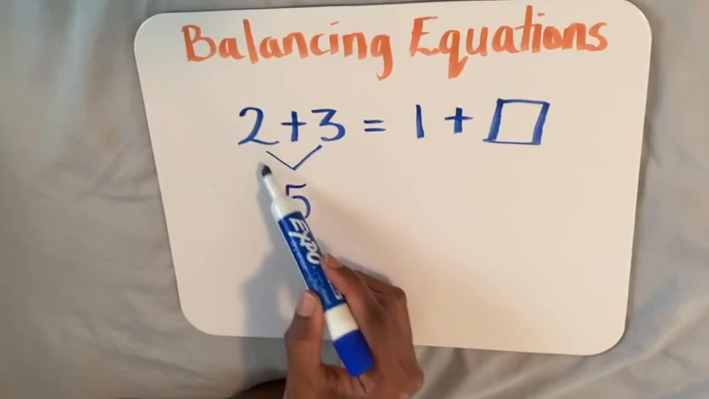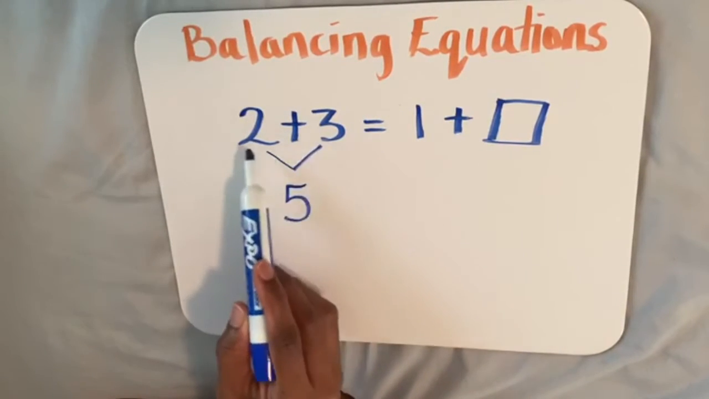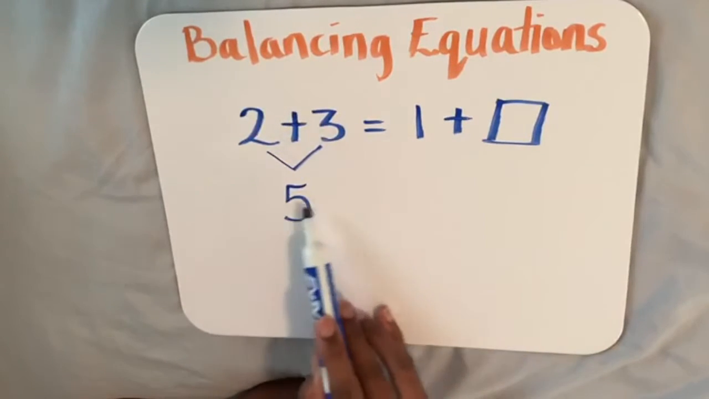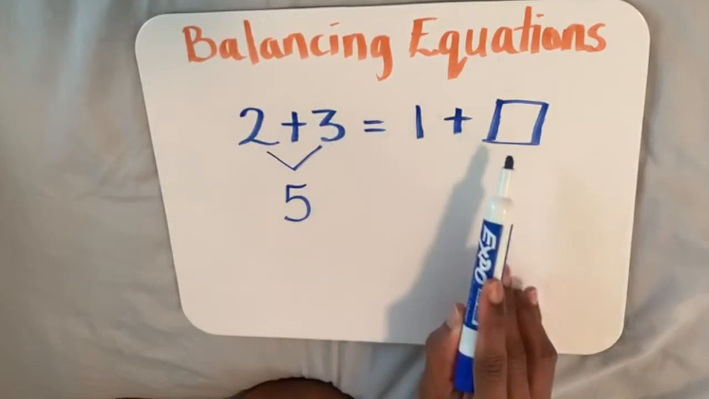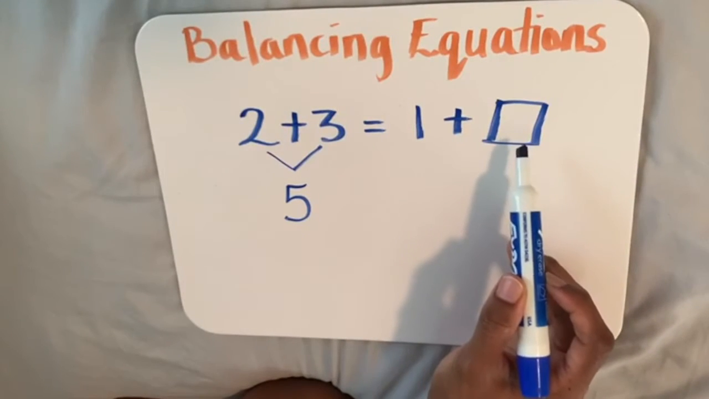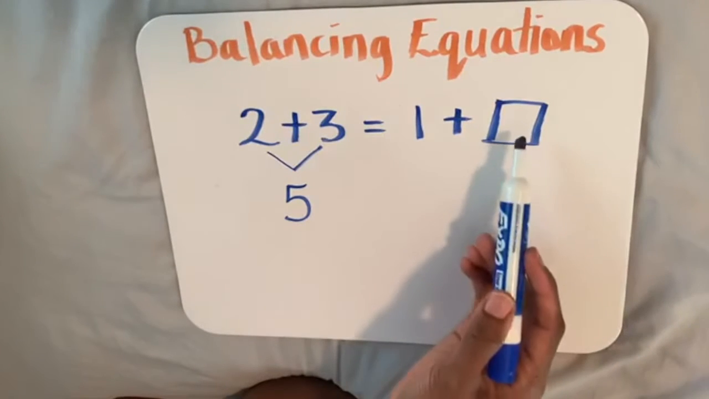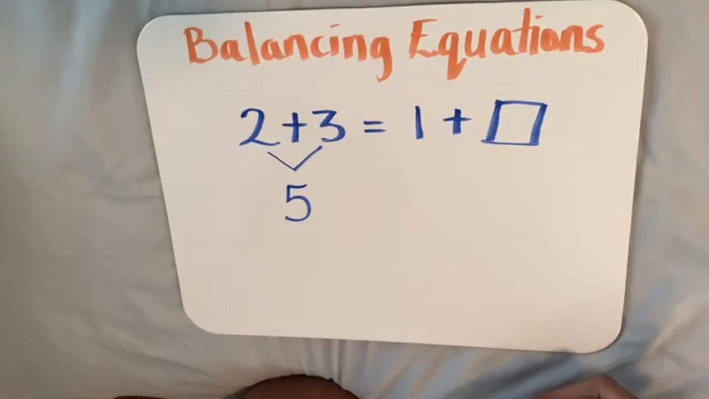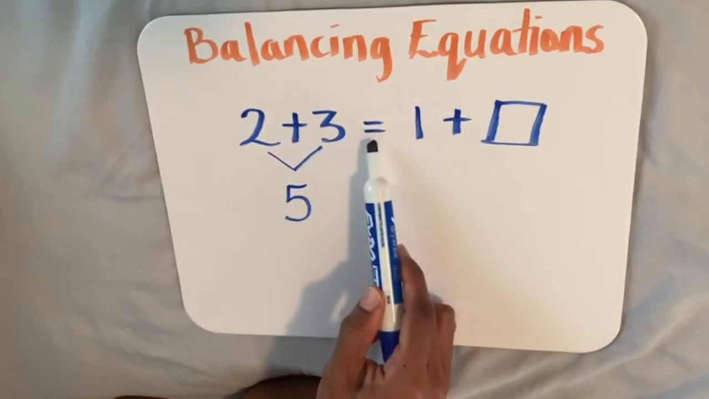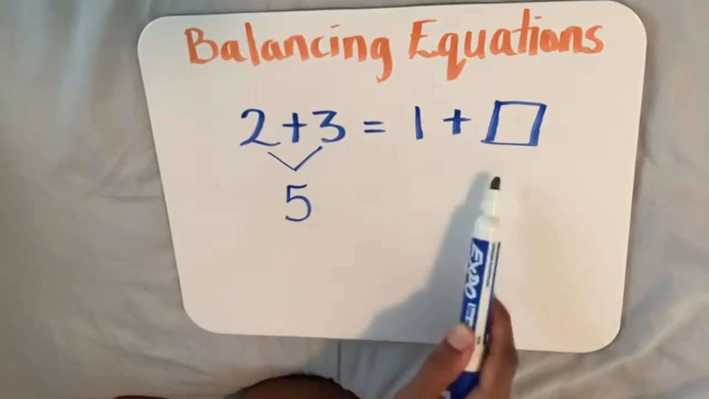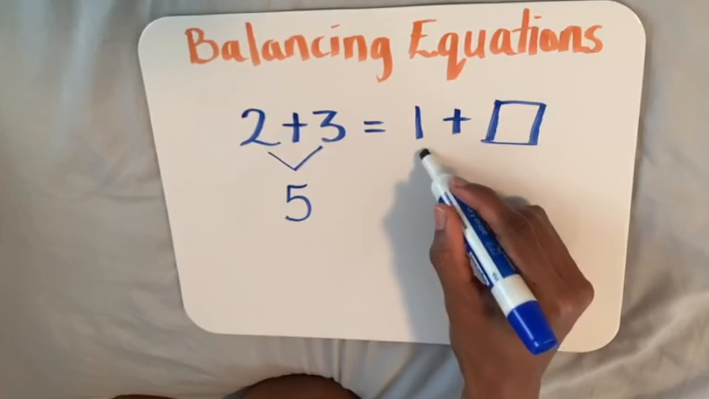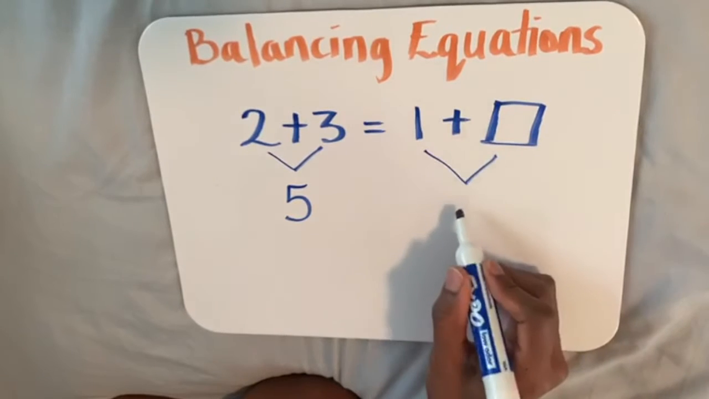Notice how I draw my arrow to show that I combined the 2 and the 3 to make 5. So that is this part of the equal sign. Now I'm going to go over to the other side. This says 1 plus blank. Now, do I know what goes in this box? No, but I can figure it out. I know that this side is 5, and I know that this equal sign means that this side also must be equal to 5. So I'm going to put an arrow to show that 1 plus blank is also equal to 5.